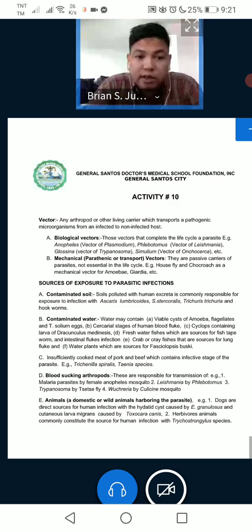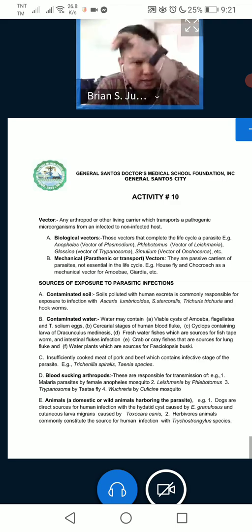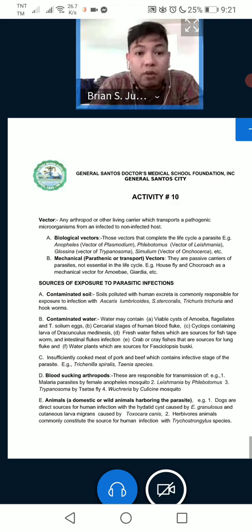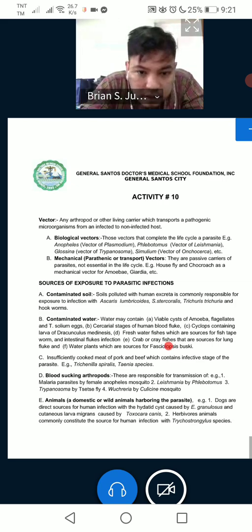So these are the parasites and their sources that live in water. We have crabs, fishes, and water plants that can be sources of these parasites. Even the water itself, class. We have amoeba, right? Another one, class.